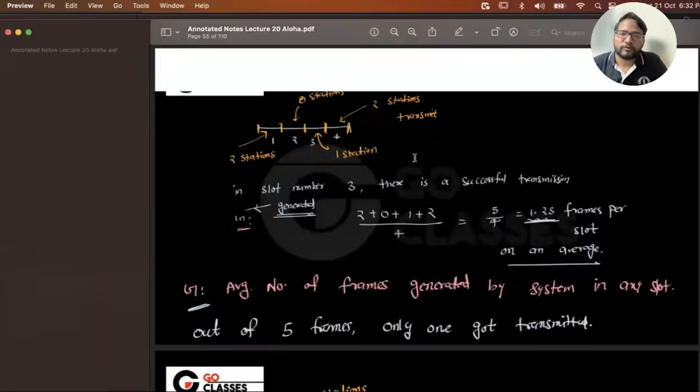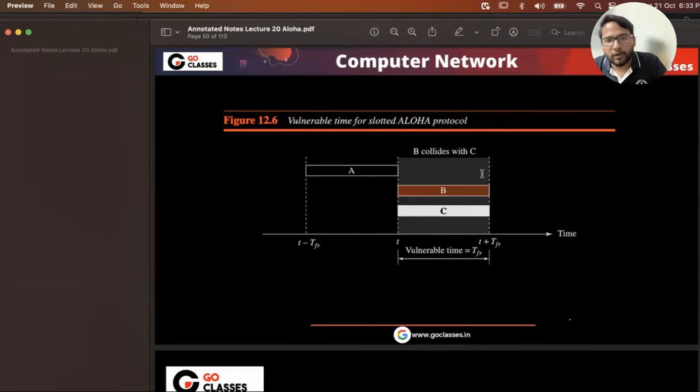See here, the vulnerable time for slotted Aloha. Now, if you see here, can you tell me at what time any station can send? Can any station send in between the slot? No, right? So they can only send either at the beginning of the slots, right? So they can only send at this T.